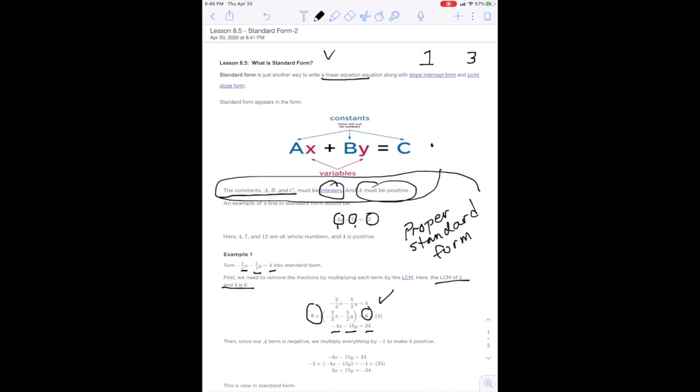However, we're still left with that negative in front of the 4, which is representing the A. And it can't be negative because it must be positive. Since our A term is negative, we're going to multiply everything by negative 1 to make it positive. So I'm going to start with my negative, and I've gone from here to here. I'm going to multiply everything by negative 1, and I'm going to get 4x plus 15y equals negative 24. Now it's in standard form. Okay, that's all we're looking at, is putting it into standard form.